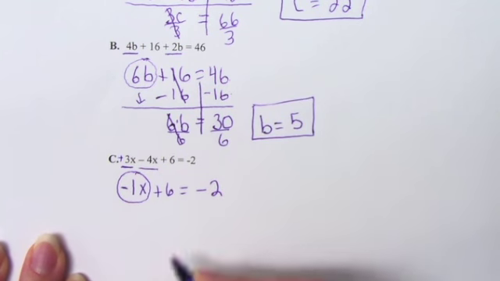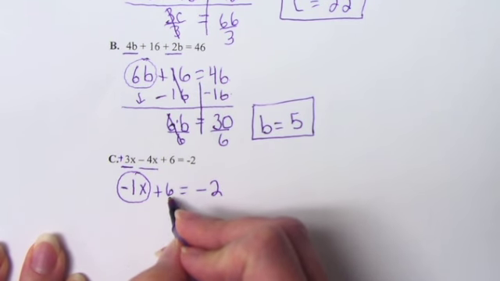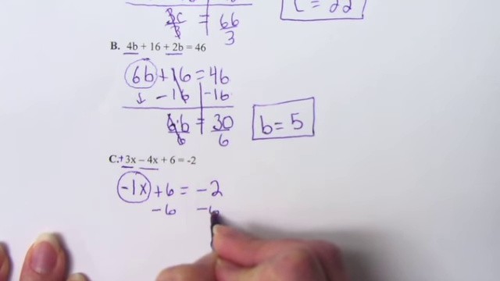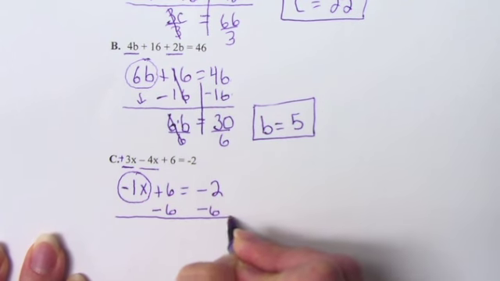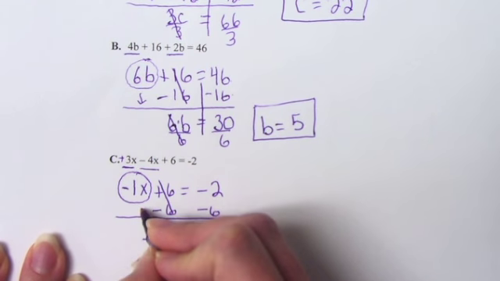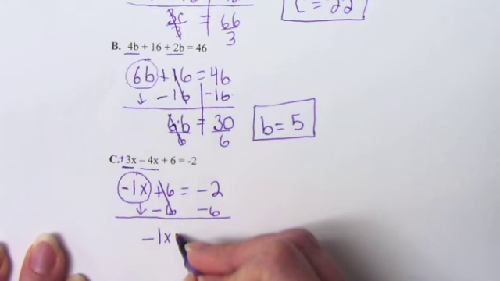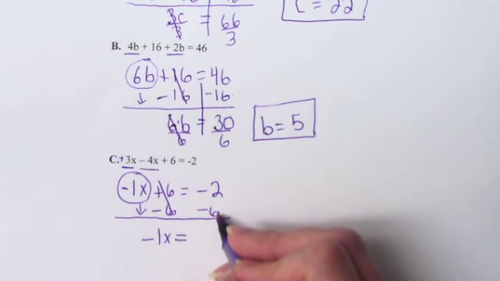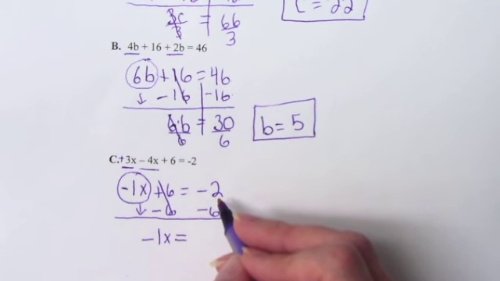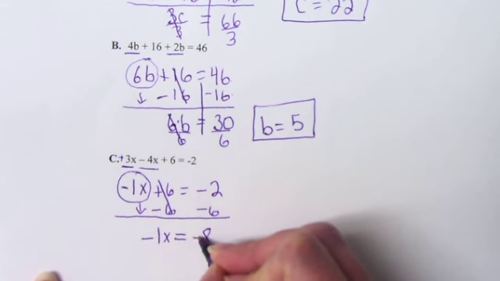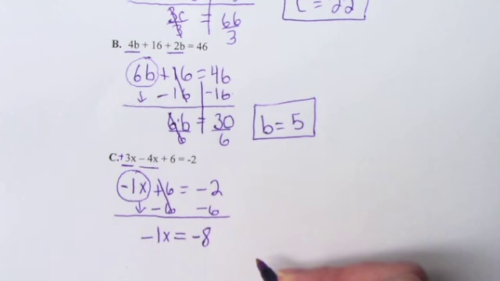To isolate that negative 1x, we have to get this 6 out of the way. It's a positive 6, so we're going to do a negative 6 on both sides. Cancel out our 6's. We get negative 1x, because we have to bring down that negative 1x, equals negative 2 plus negative 6. They're both negative, the same sign. So when they're the same sign, you add and keep. So we're going to take 6, 7, 8, and we're going to keep that negative sign. That same sign, add and keep.